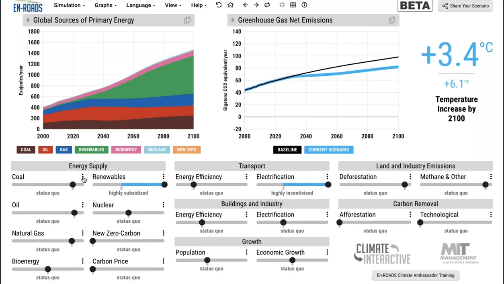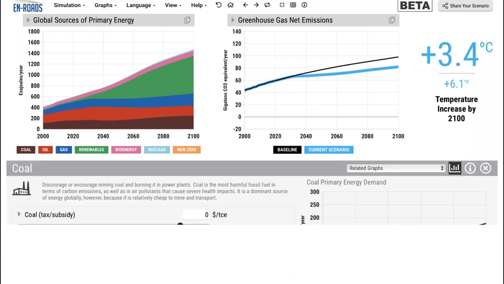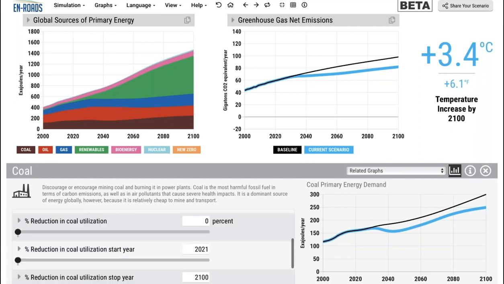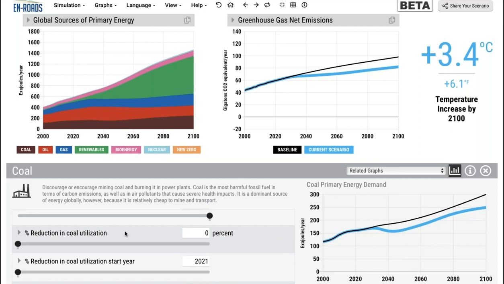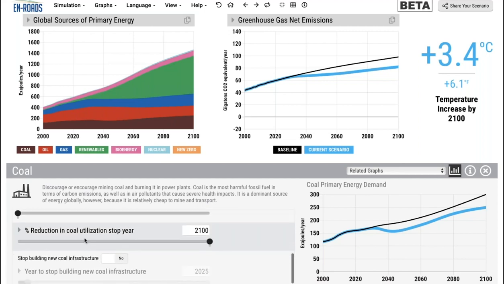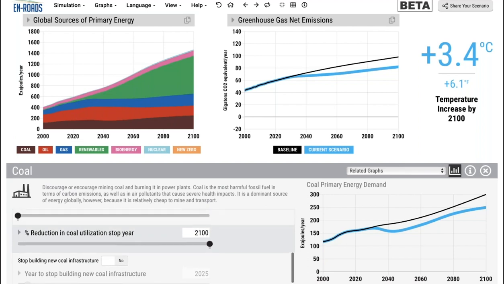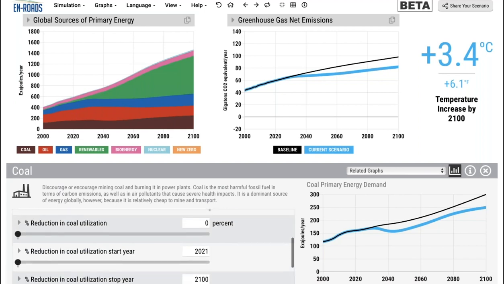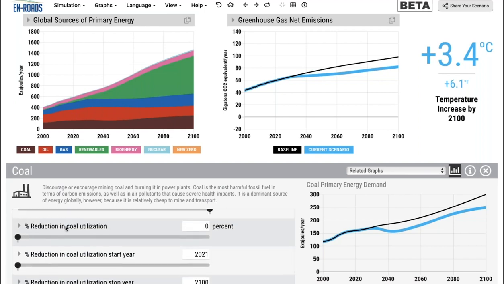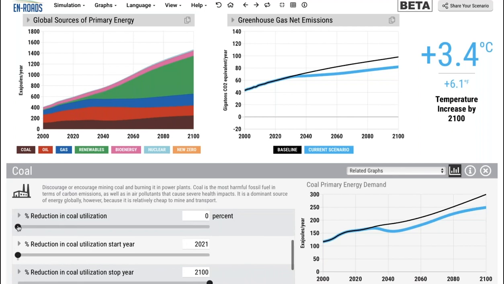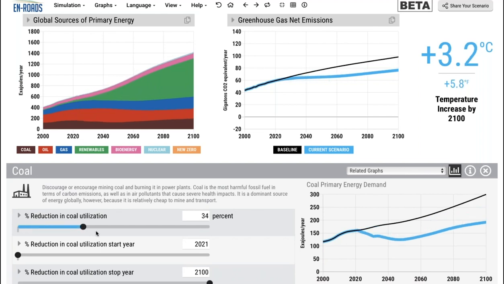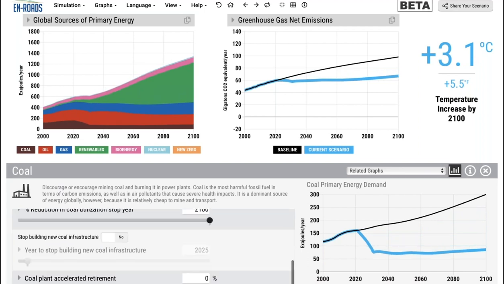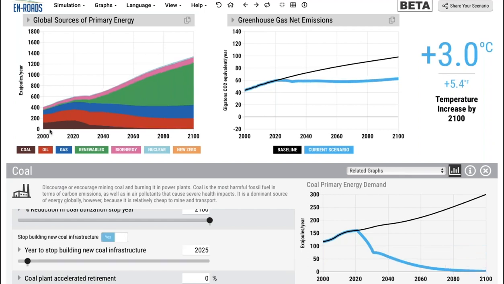into the advanced views of En-ROADS. So I'm going to click on the three dots here and scroll down, and we have a variety of different ways that we can just get rid of coal. We can reduce the amount of utilization of coal or we can stop building any coal infrastructure at all. We can also accelerate the retirement of coal power plants. I'm going to do a reduction in coal utilization. So starting this year, we'll say we really phase out coal use. And I think a big piece of this too is that we're not going to build any more coal infrastructure.